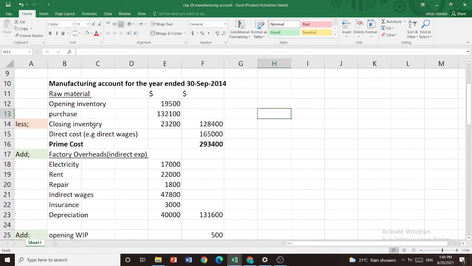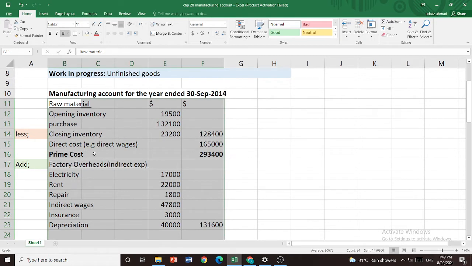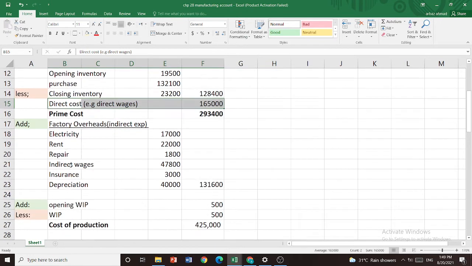Now this is almost like, you can say, an income statement. Why is that? Because you have to include the items here for the year. For example, if you have a cost here, direct wages, let's say, or maybe repair or rent, any example, it should be for the year, so it shouldn't matter whether you have paid them or not.